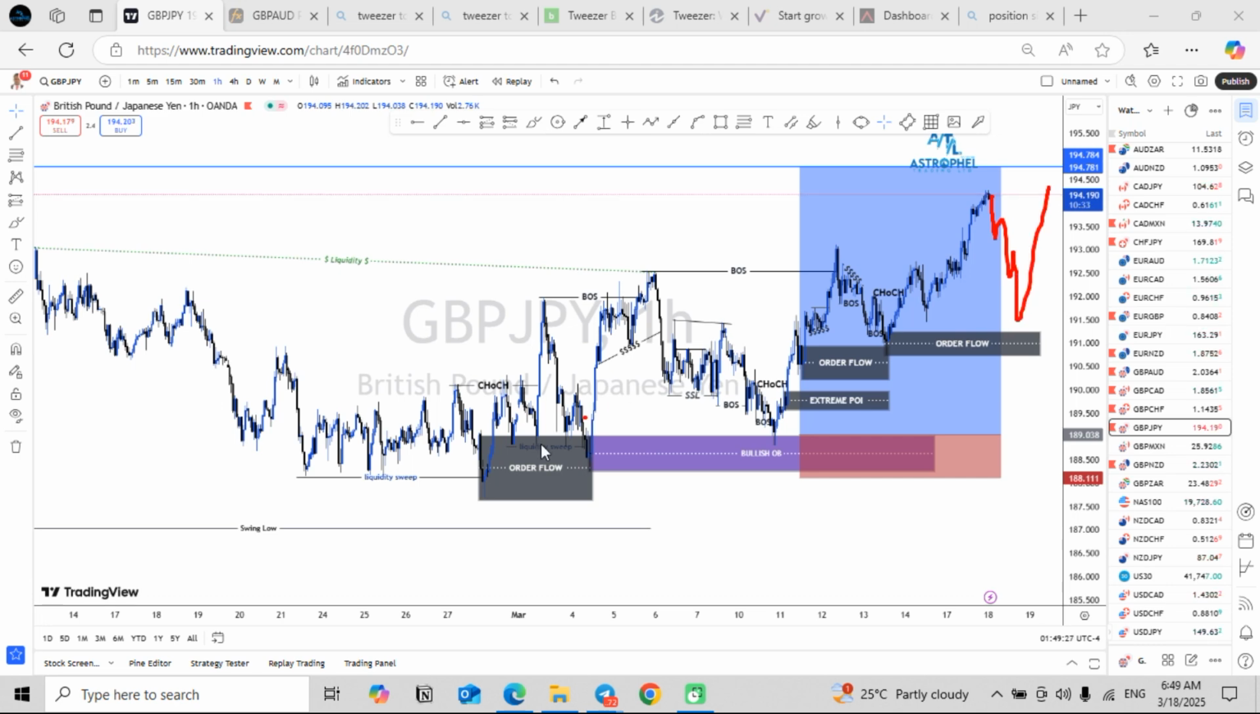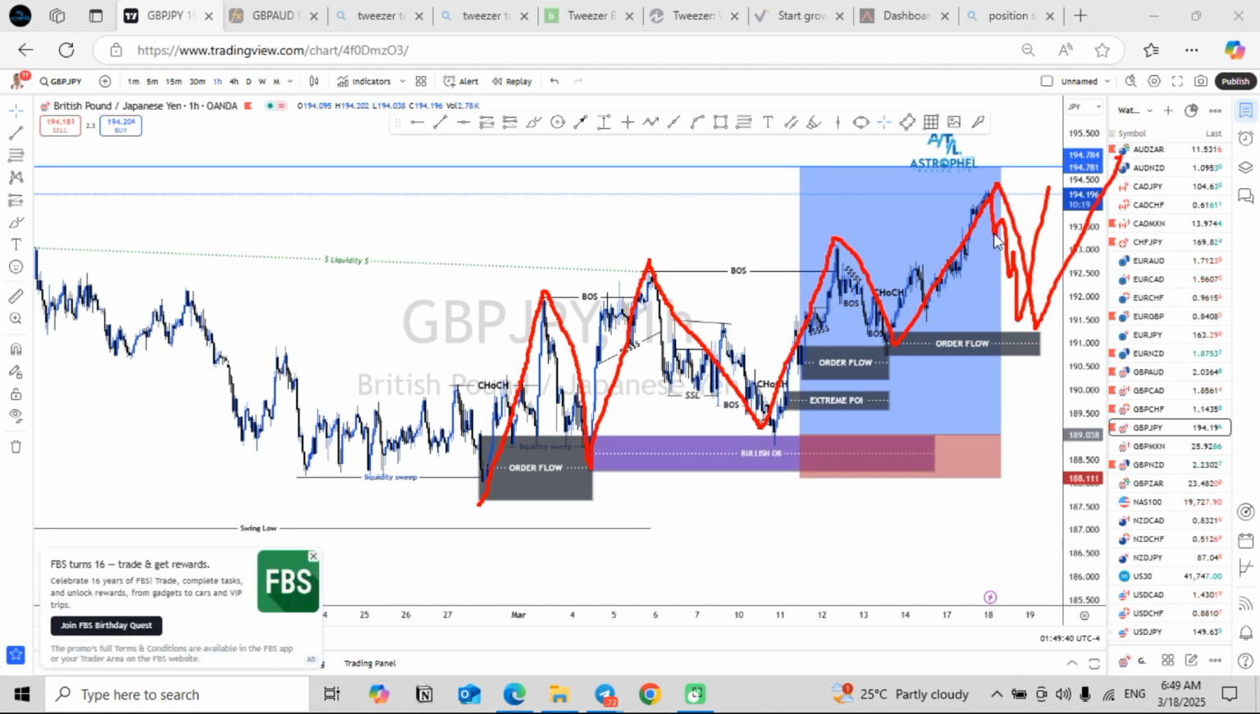Don't forget the market structure. Very simple: impulse, correction, impulse, correction, impulse, correction, impulse. You need a correction to go long. So that is how it's going to be, guys. Keep it simple and happy trading week.